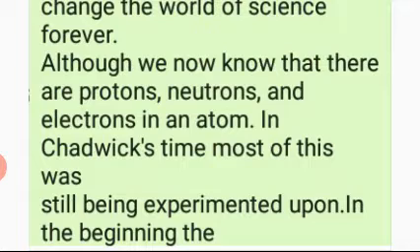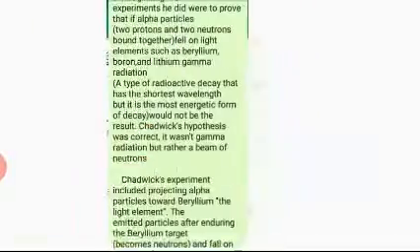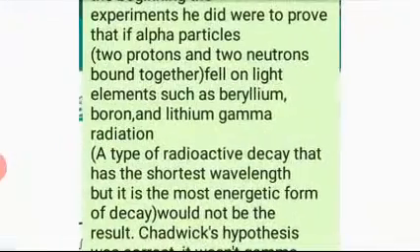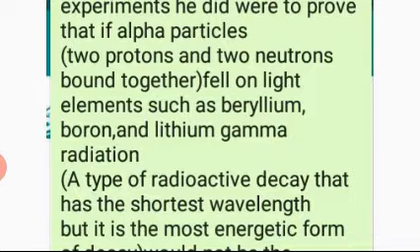Okay, in the beginning, the experiment he did was to prove that alpha particles are helium particles having 2 electrons, 2 protons, and 2 neutrons. So 2 protons and 2 neutrons are placed in the nucleus and become the mass of helium 4.